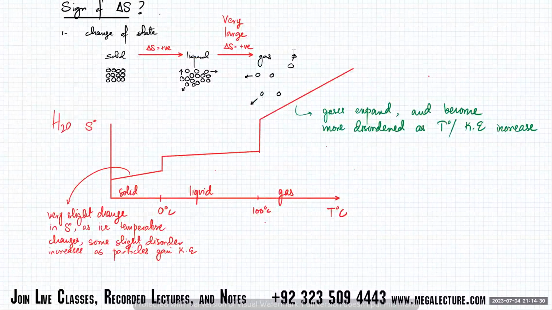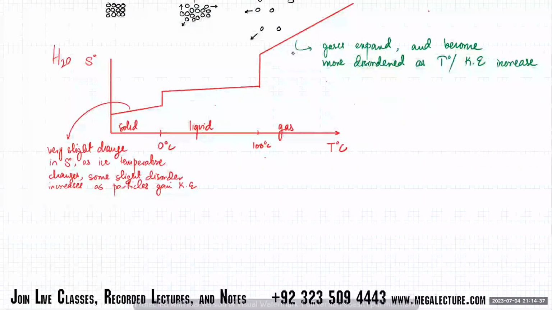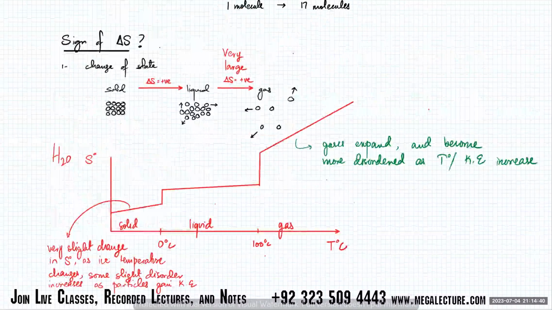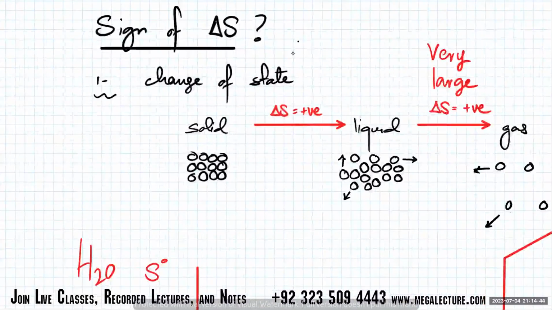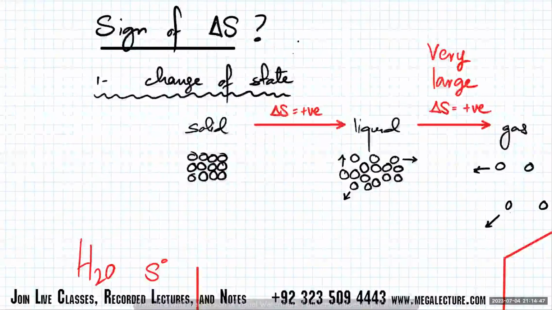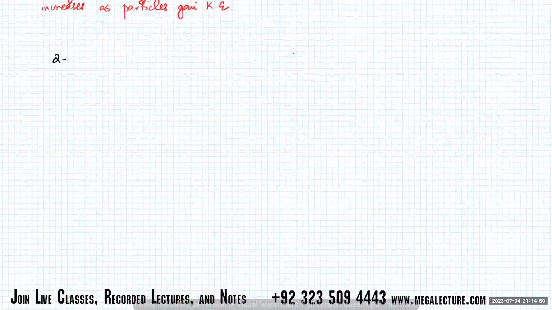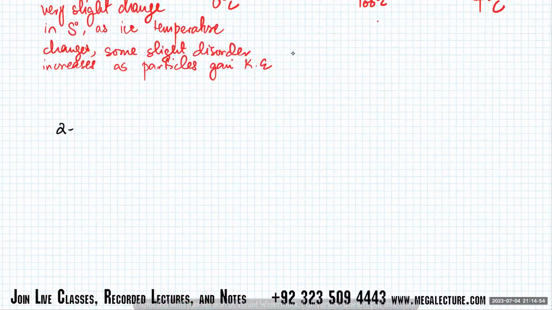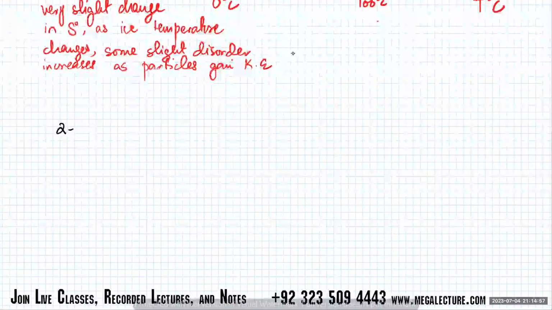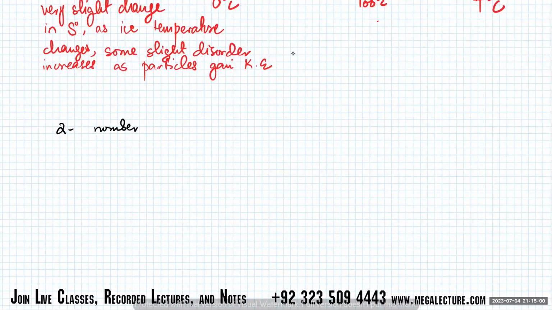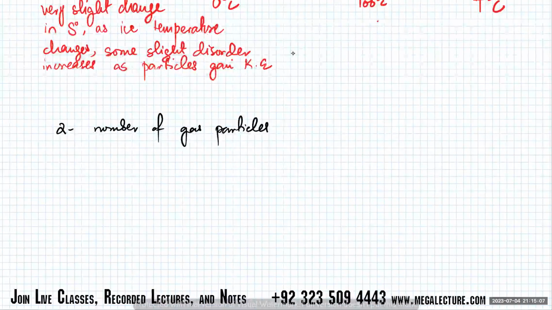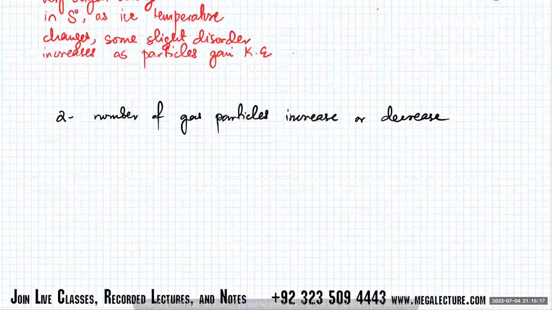So that's first one, change of state. Now the second, we'll just do the second law. Second one is, that was the first one. अच्छा, second क्या है? Second one. If the number of gas particles increase or decrease. Okay, that's the second one.